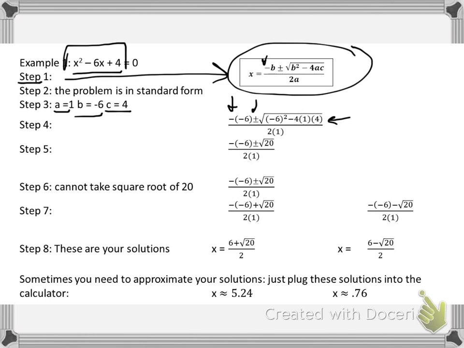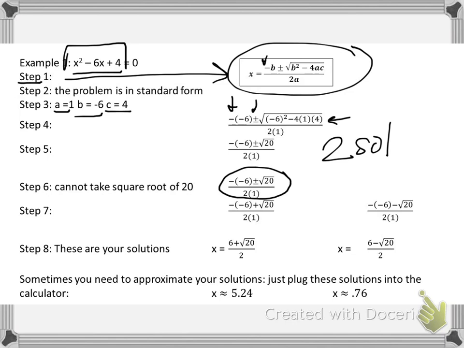Step 5, the discriminant. If I plug into my calculator, parentheses, negative 6 squared minus 4 times 1 times 4, I get 20. Okay? So now we have negative 6 plus or minus the square root of 20. So since I got 20, that means I'm going to have 2 solutions. Okay? Divided by 2a. The next thing, number 6, is can I take the square root of 20? And I can't. Okay? Sometimes you can, sometimes you can't take the square root of the discriminant, but I can't on this one. So I'm just rewriting it right here. I just rewrote it. Okay?